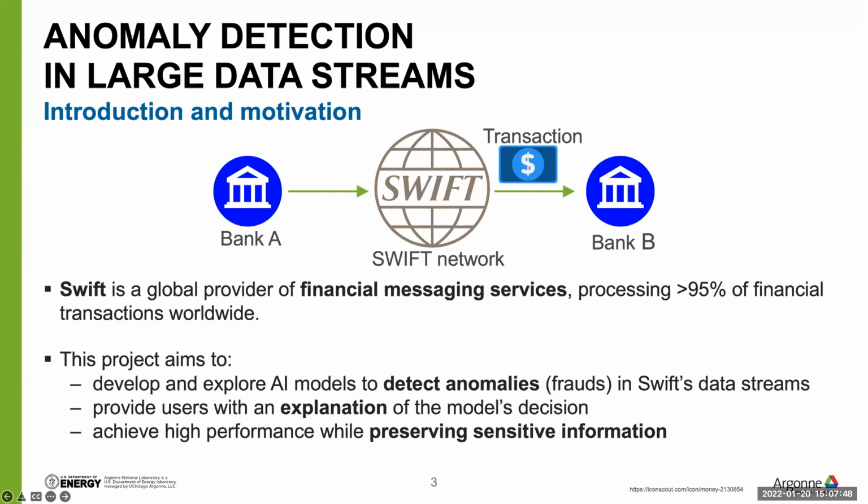So the project goal is to develop and explore AI models to detect anomalies. In this case, we're interested in detecting fraud in the Swift transaction data. We want to do this also providing end users with an explanation for the model's decision to classify a given transaction as fraud or not. And also, since this deals with sensitive information, we want to do this preserving the privacy of users and of the Swift proprietary information.